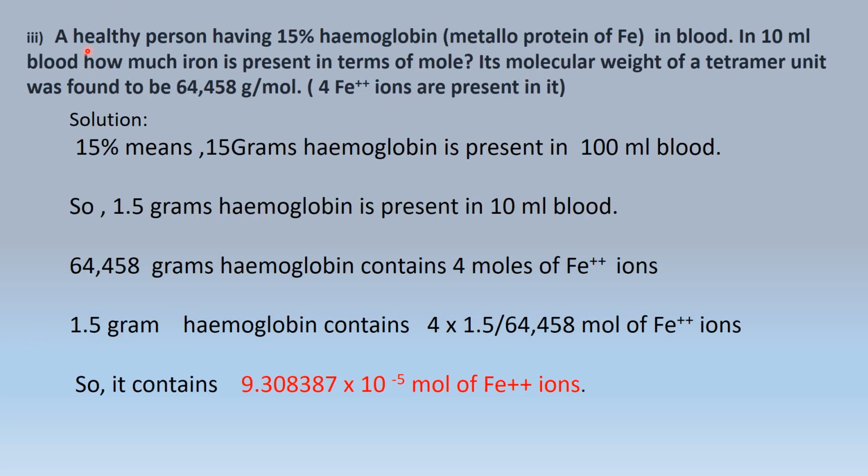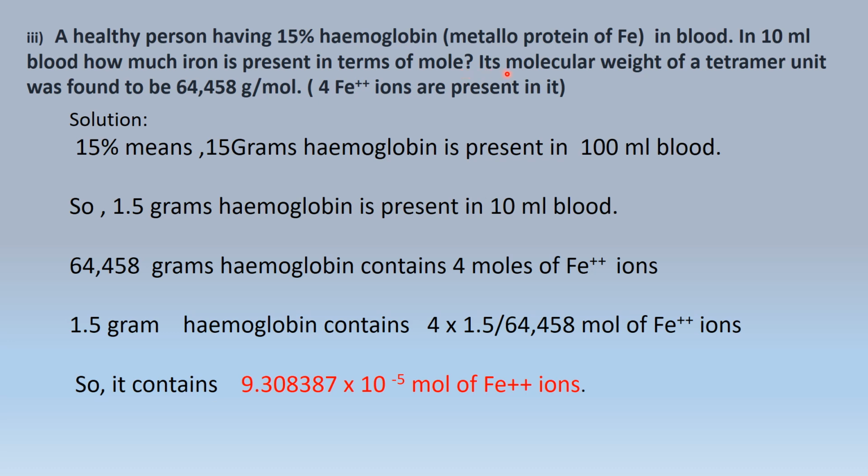This is one more good example on bioinorganic chemistry. A healthy person having 15% hemoglobin. Hemoglobin is a metalloprotein of iron. You must be knowing that hemoglobin is part of blood. In 10 ml blood, how much iron is present in terms of mole? That is what you are to determine.